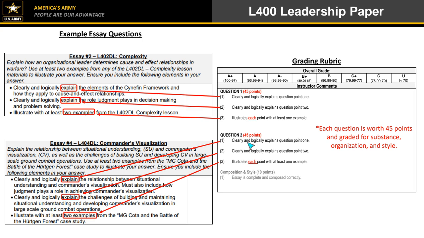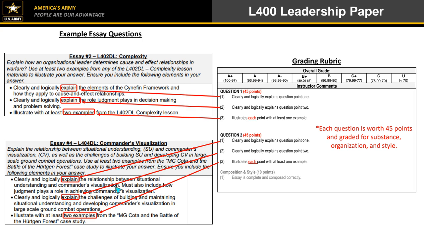When you're looking at the rubric, the first thing we want you to do is clearly explain point 1. And this one, again, is to explain the relationship between SU and CV. And don't forget to talk about judgment. The second thing we want you to talk about is clearly explaining the challenges of building and maintaining SU and CV in LISCO. And then we want you to provide an example for each. So again, I want you to provide an example from the Major Journal Coda case study about the relationship between SU and CV in judgment.